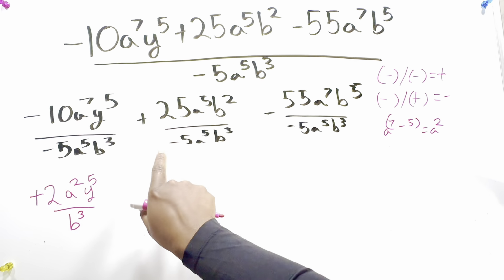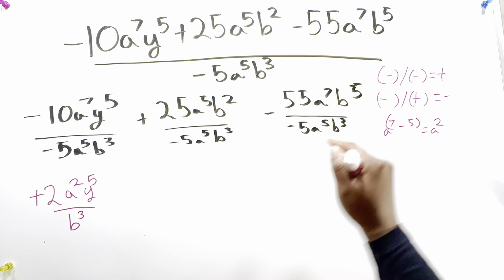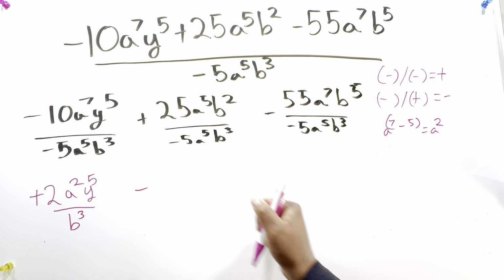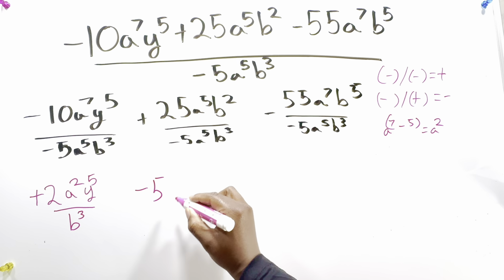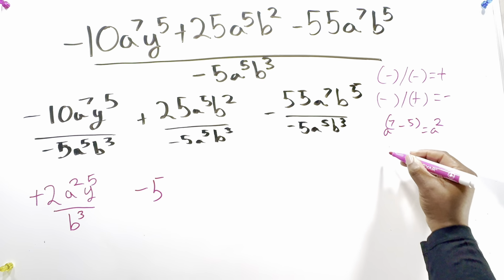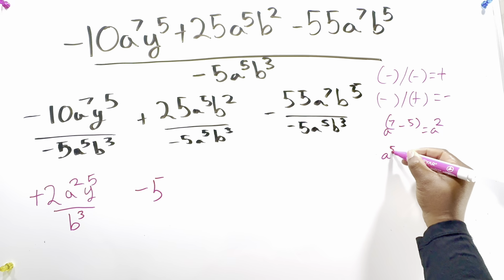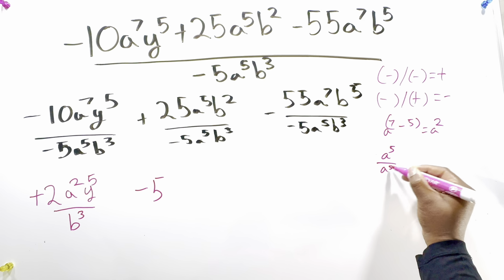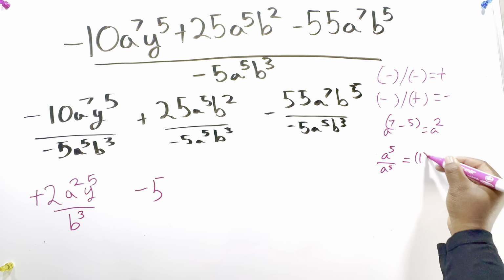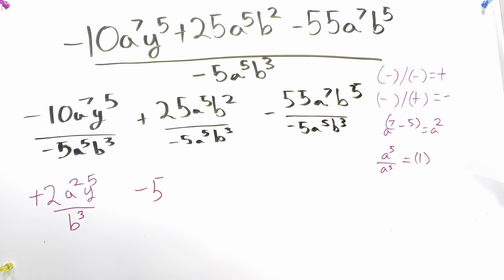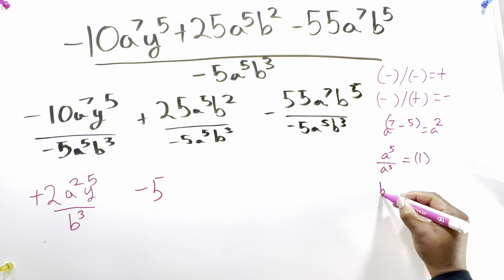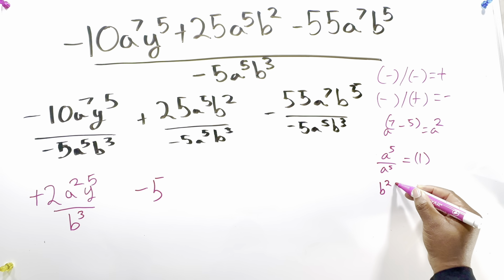Now let's get to our next section. We have a positive divided by a negative. Based on a positive divided by a negative, it will give you a negative number. Now we can do 25 divided by 5. That will just give you 5. Now we have a to the 5th over a to the 5th. Anything divided by itself will just give you 1. We don't have to physically put 1 because if you do -5 times 1, it will just give you -5. So we leave it alone.